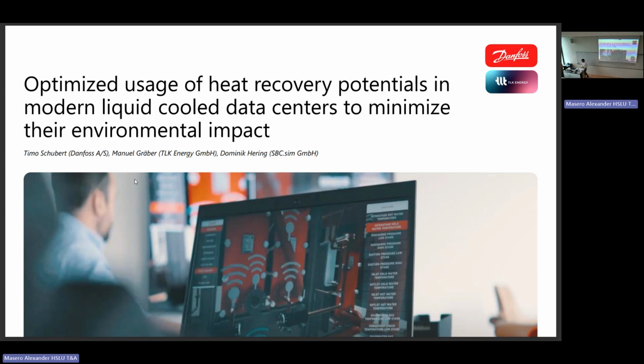Quite crowded. That's good. Yeah, I'd like to talk about how we at Danfoss use system simulation in a quite pragmatic way in the area of data center cooling. And today we want to have a special focus on how we can find an optimal way to use the heat recovery potential of a data center. So let's directly jump into the topic.